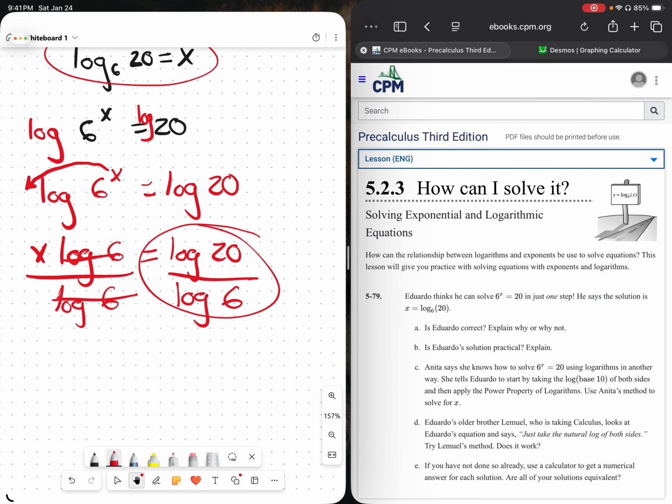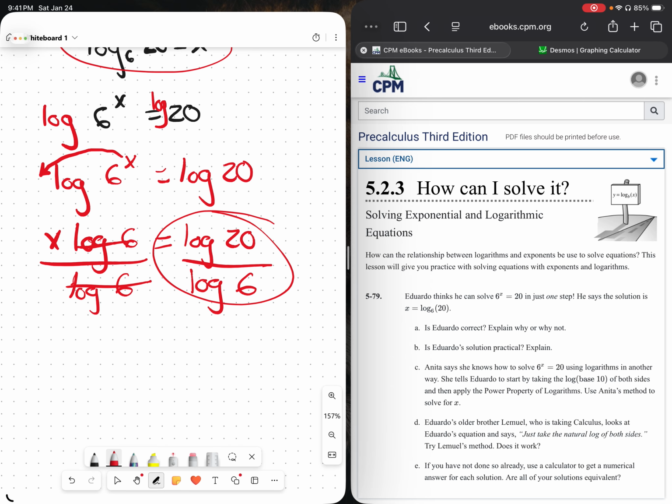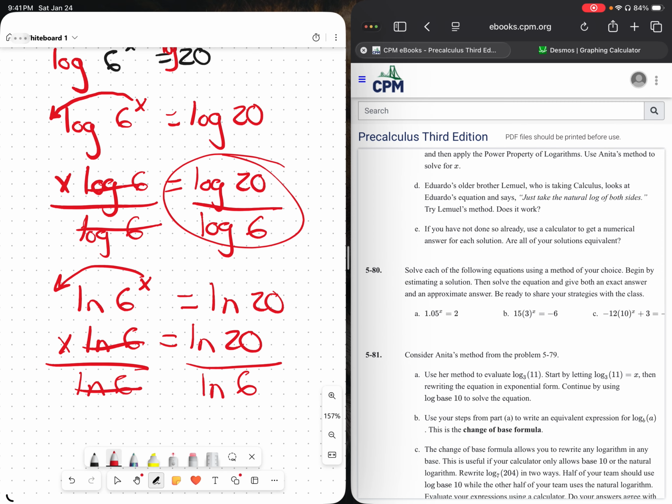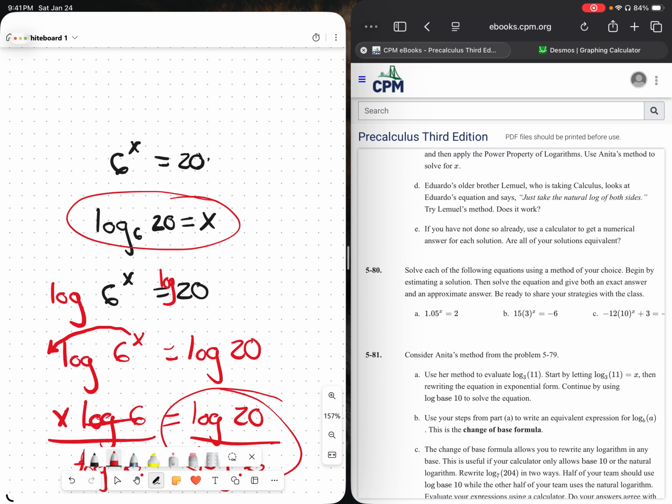And then part D says Eduardo's brother's taking calculus, says you can do the same thing with a natural log. So if you natural log both sides, again, same exponent rule, and then divide by the natural log of 6, right? You're going to get the same answer. So there's 3 different ways to get there. And so, most people like this way of just going back and forth between exponential and log.